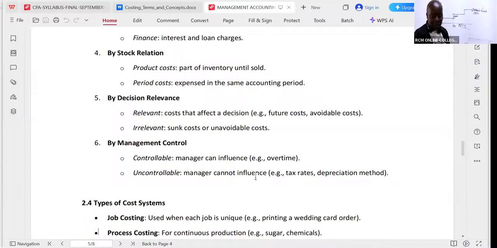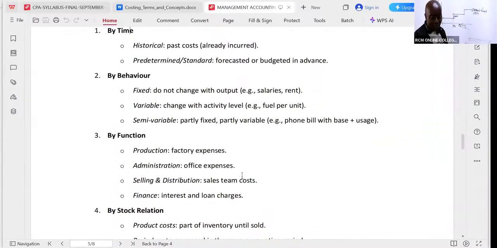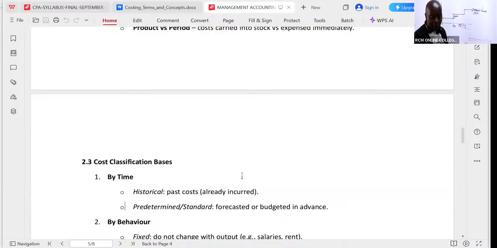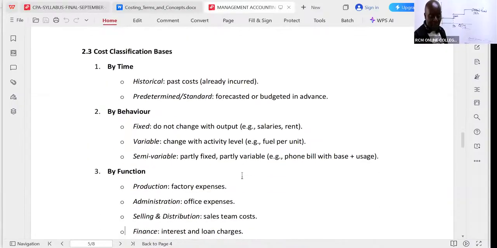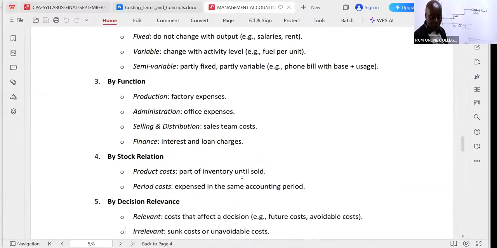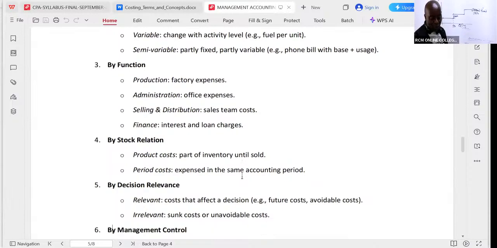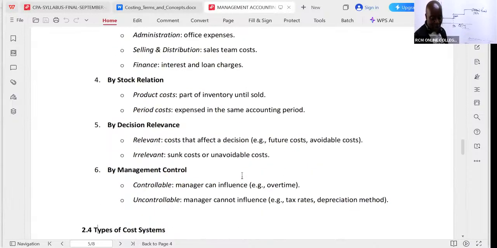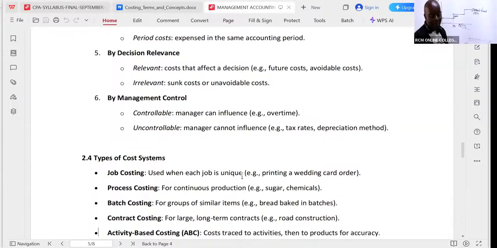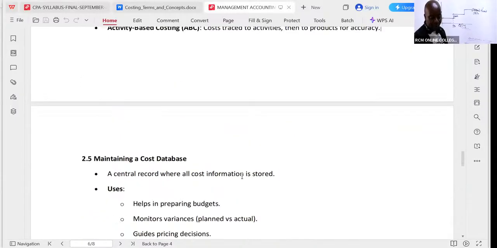So, ladies and gentlemen, never forget that whenever we are looking at cost classification, we have classification on time basis, classification by behavior, classification by functions, stock relation, by decision relevance, and by management control.